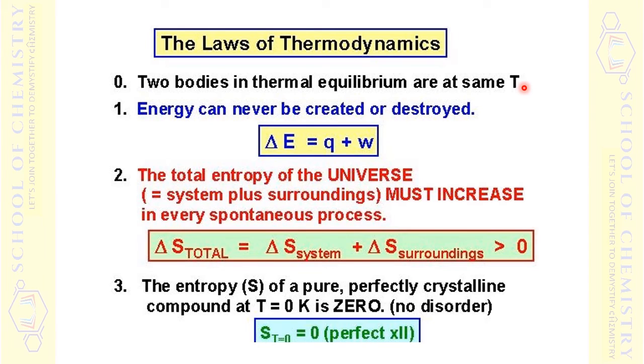The same law can be given in other forms also. If two bodies are in thermal equilibrium, and one of the bodies is in thermal equilibrium with any other body, then all three will be in thermal equilibrium. In that way also it can be defined. There are multiple ways in which a law can be defined. Energy can neither be created nor be destroyed. So this is the popular form of the first law, and the mathematical form of the first law you should know.